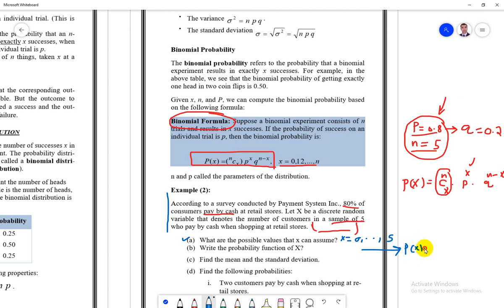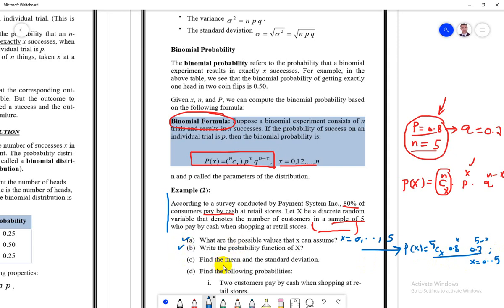Probability of x equal n C x. But I know n is 5. So 5 C x times the p, I know the p is 0.8, times 0.8 to power x, times the q, q is 1 minus p, which is 0.2. You can write 1 minus 0.8, or directly you can write 0.2 to power n minus x, which is 5 minus x. That is the formula, and you have to add in the values of x from 0 till 5, till n. Write the probability function, means write the probability function that you have, but substitute with the values that you know already. I know the p, I know the n, I know the q, then substitute with these values. So that is the meaning of the probability distribution function. That is question B.